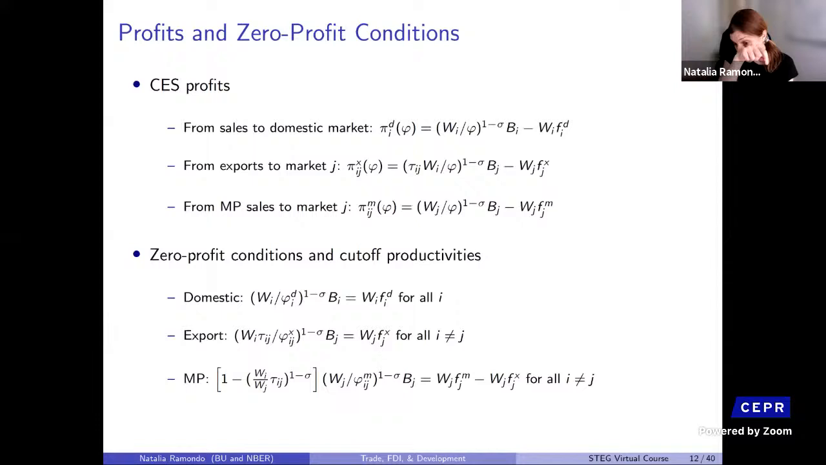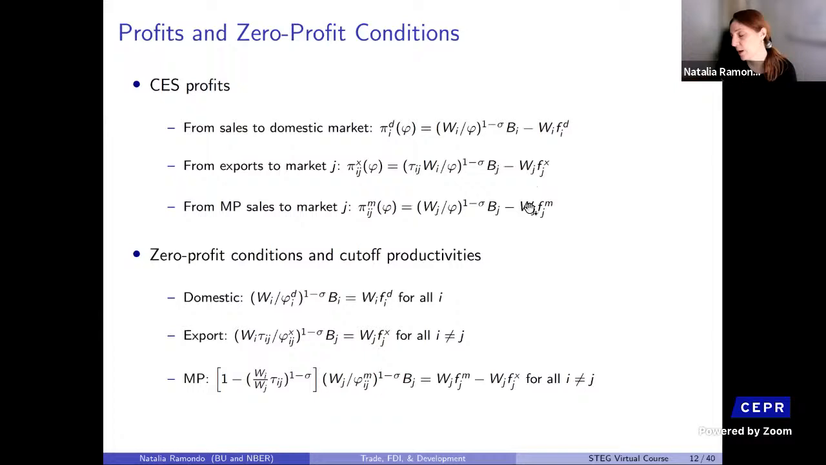So profits are CES, so it's just sales over the elasticity of substitution. And we will have to compute profits from sales to the domestic market, to the export market, each export market, and the profits from sales from MP in a host market. So a couple of things to notice. Productivity is always the same because firms can transfer their productivity abroad. For domestic sales and exports, you pay the wage in your market because that's where you produce. And if you export, you have to add the tau. In the case of MP, you produce in that foreign market, so you keep track of the wage there. And then the respective costs are added here. I just assume that the costs are paid in labor units in the market of destination.